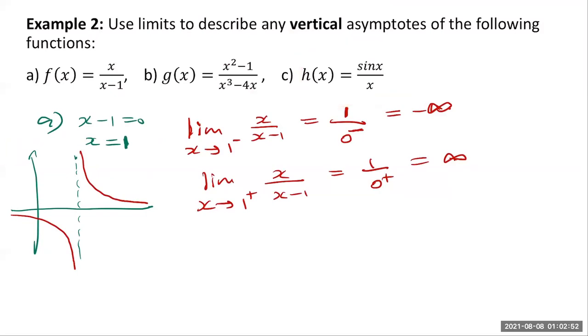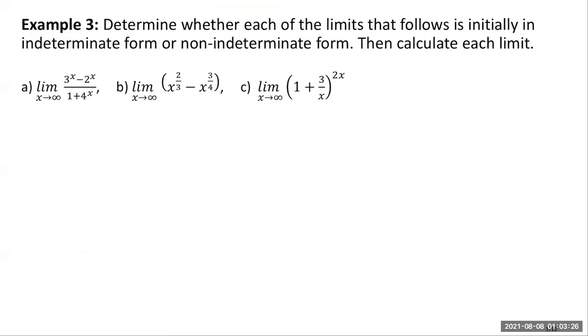This is relatively straightforward because the limit as x approaches 0 is the only candidate for a vertical asymptote. But if you look at this one, you can find the limit as x approaches 0 of sine x over x, which is 1. We know that from the previous theorem. So you are not going to have a vertical asymptote in this case. All right, so let's move on.